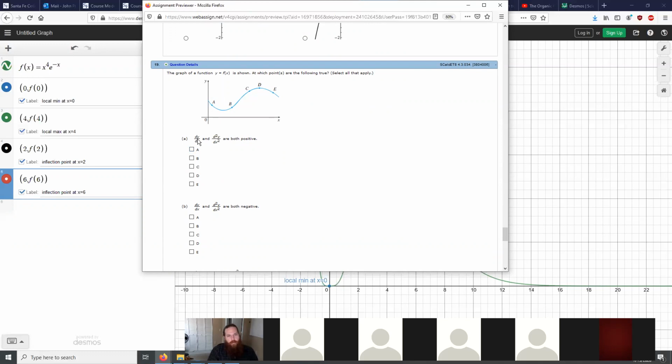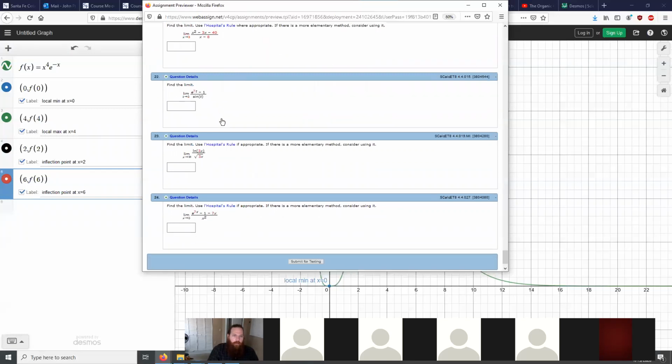So where are you increasing and concave up? Well, at C, I'm increasing, but I'm concave down. At D, I'm neither increasing nor decreasing. At E, I'm decreasing concave down. So definitely none of these. At A, I'm decreasing concave up. So A is no good. At B, I'm increasing and concave up. So the answer to this first one would just be B.